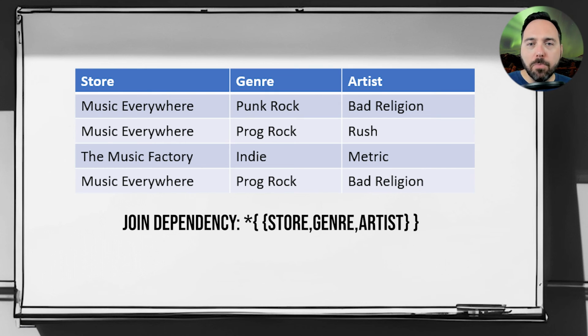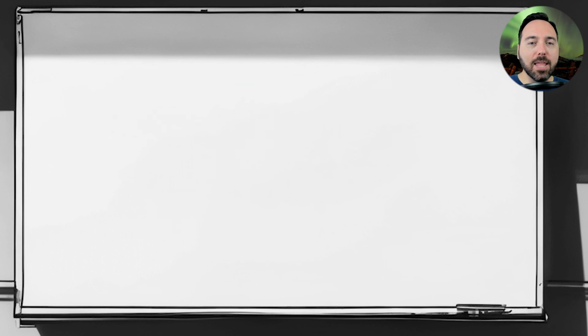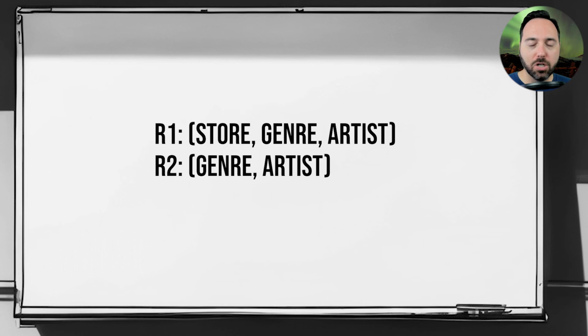By the way, suppose we want to know that Bad Religion had a prog rock album, but also want to know that Music Everywhere does not sell it. How could we do this? The answer is that we have 2 relvars, one which shows store, genre, and artist, and the other which shows genre and artist. This may feel like duplication, but we've already proven that we need all 3 attributes for our relvar, as the unique combination of genres and artists may differ in this ternary relvar compared to the binary relvar.